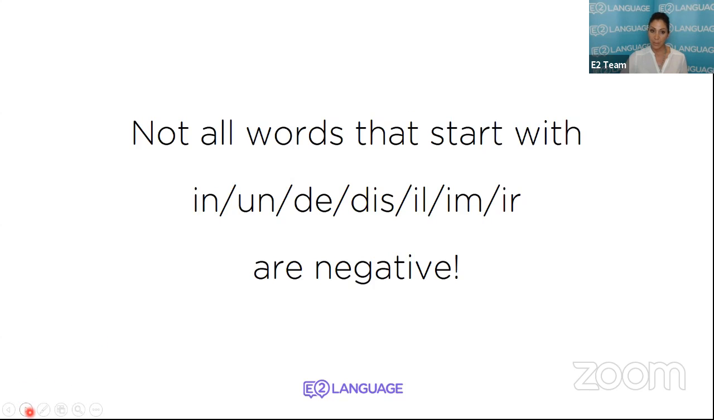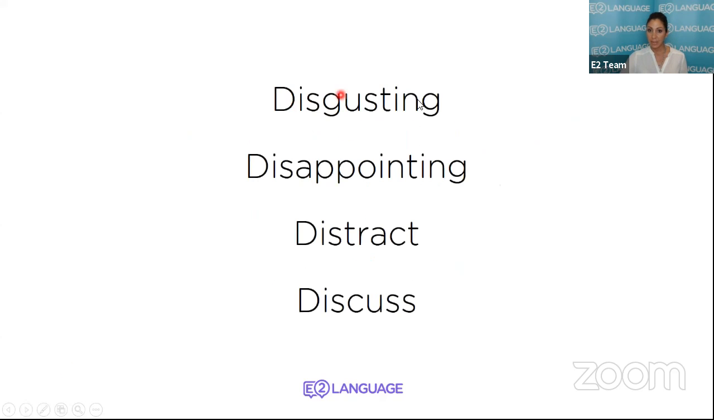So many words we can add un, in, dis, il, im, or ir in front of them to negate them. However, with words like disgusting, dis is not a prefix here. It's not the negative of gusting. The same thing with disappointing. There's no such word as appointing and then the negative is disappointing. Okay?